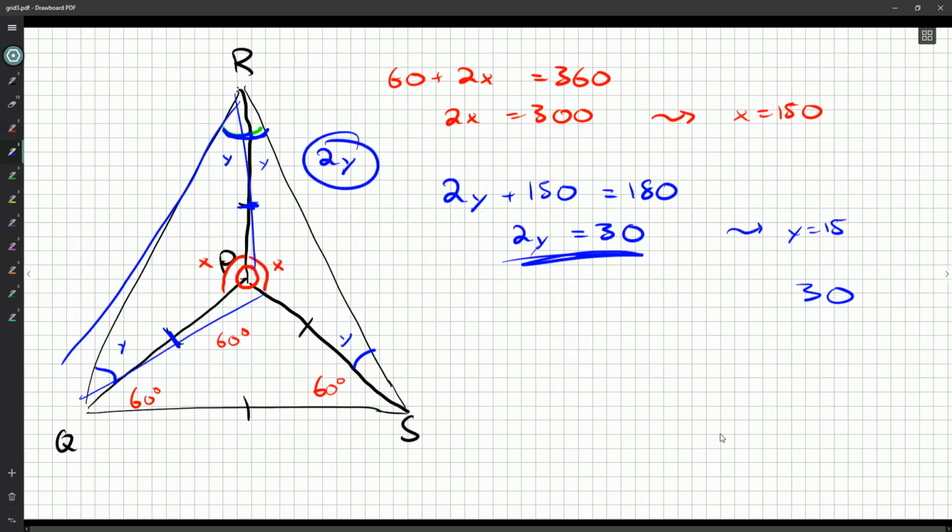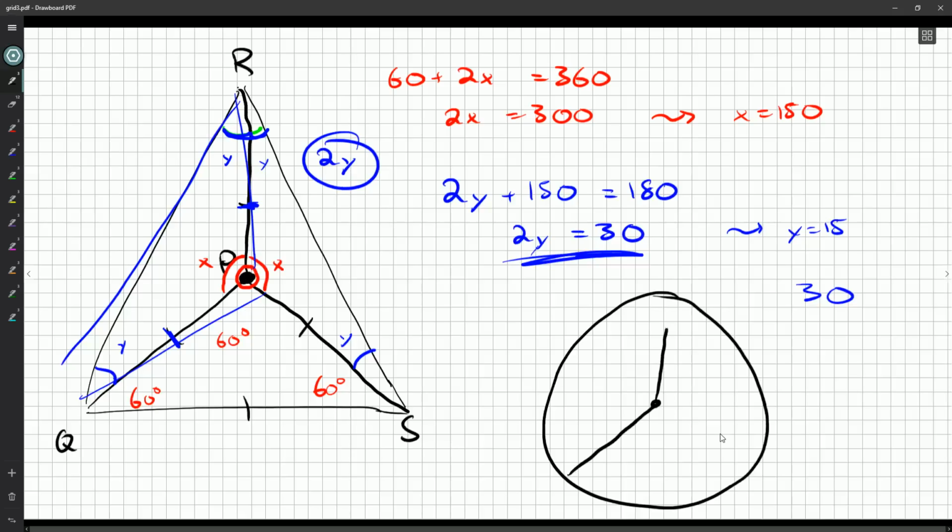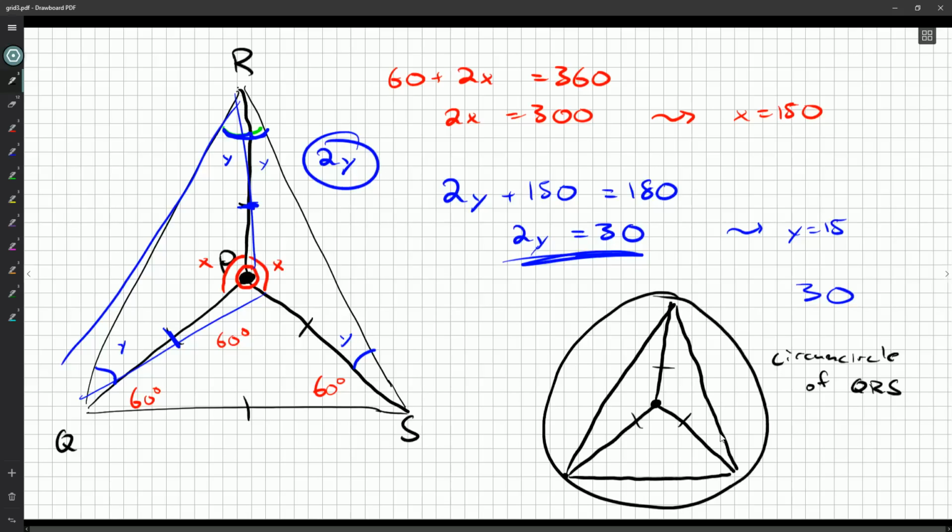It's 30. Another way you could do the question that sort of just struck me, if you know a lot about circles and circle geometry and circle theorems, is that P here has the same length coming out to each of the other points, and that to me just screams radius. So if you looked at the circumcircle of QRS, P would be the center.